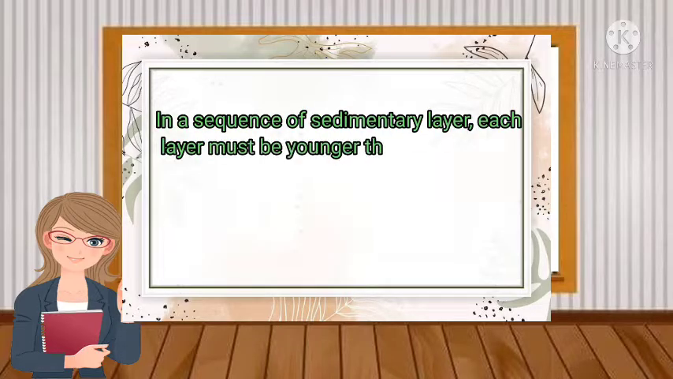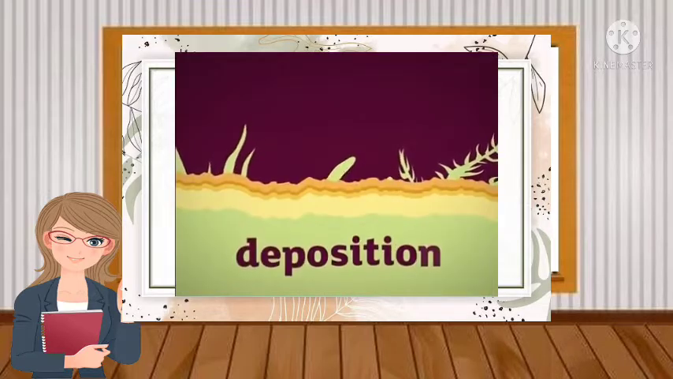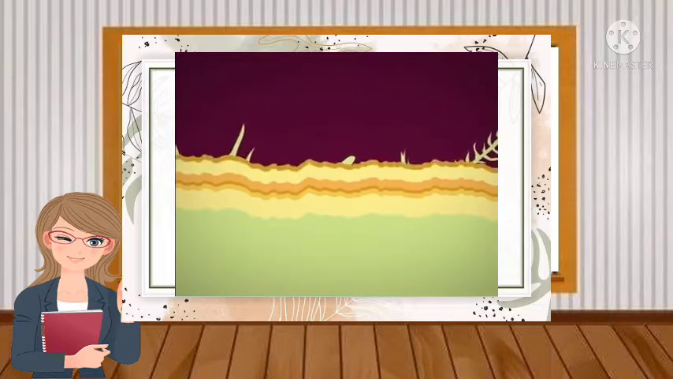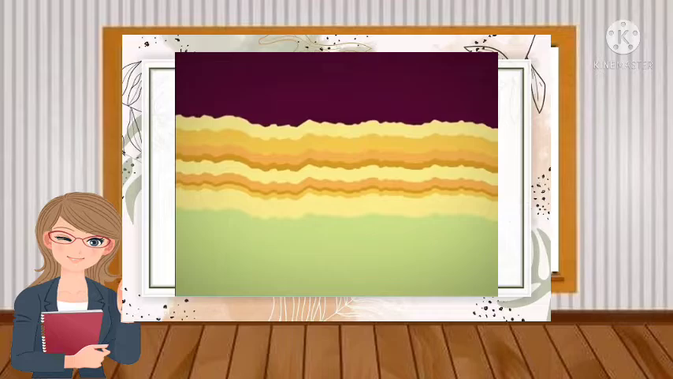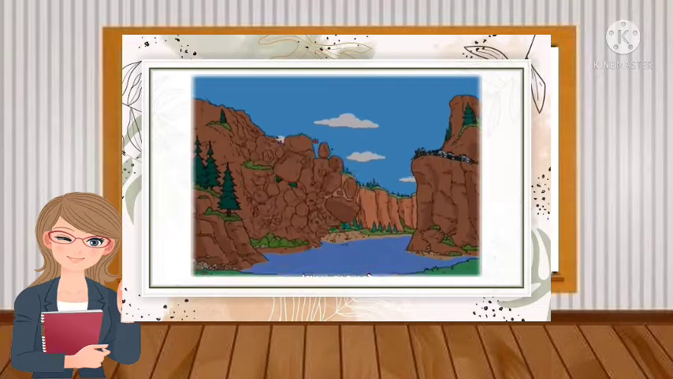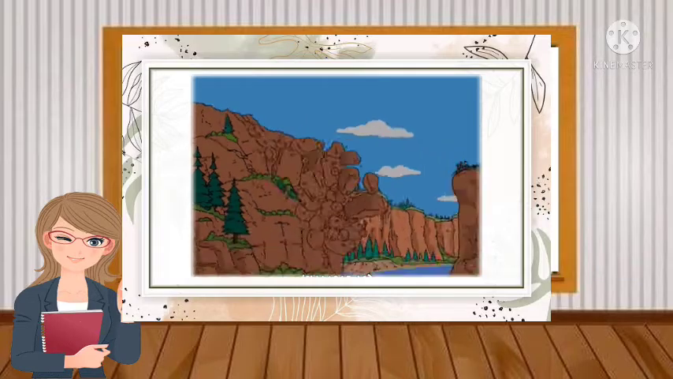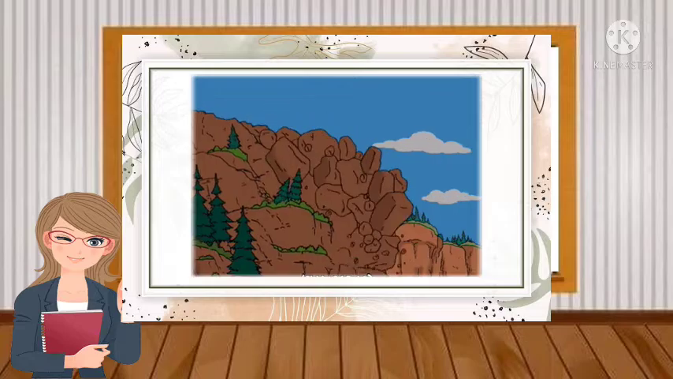So this law states that in a sequence of sedimentary layers, each layer must be younger than the one below and older than the ones above it. Because of Earth's gravity, deposition of sediments will occur, depositing older layers first, followed by successively younger layers. There are some instances where this sequence of layers will be overturned because of some later deformational events.